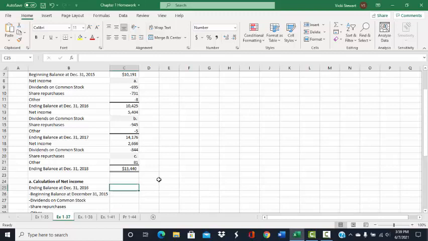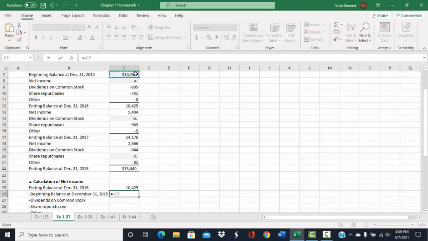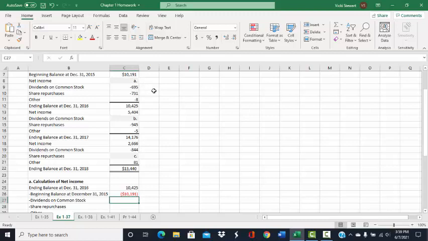So for the first year, we're going to start off with our ending balance. So we have our 10,425 million. Now we're going to subtract the beginning balance because that's what we started with. So we're going to put in a negative and then just copy the beginning balance. Then we're going to subtract the dividends. But now notice that the dividends are a negative amount. So when we subtract a negative, that's actually going to be a positive number now.